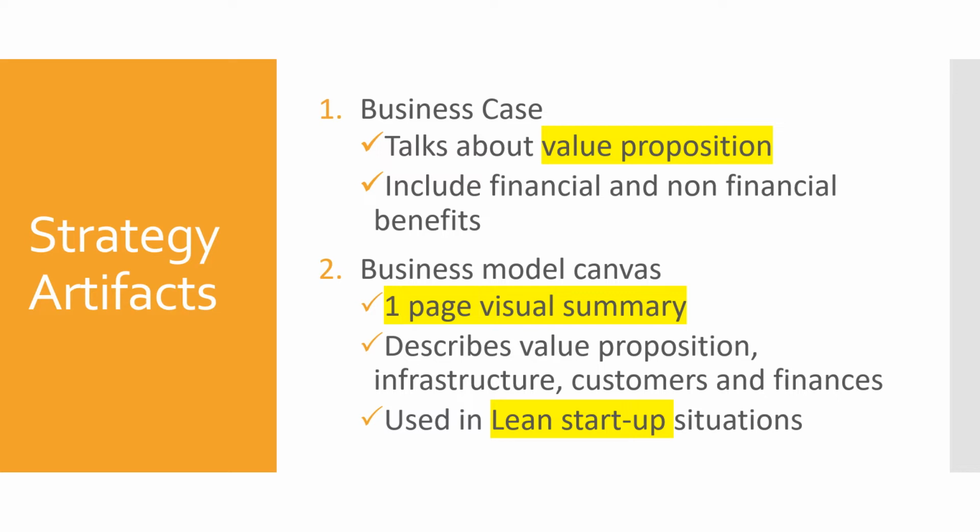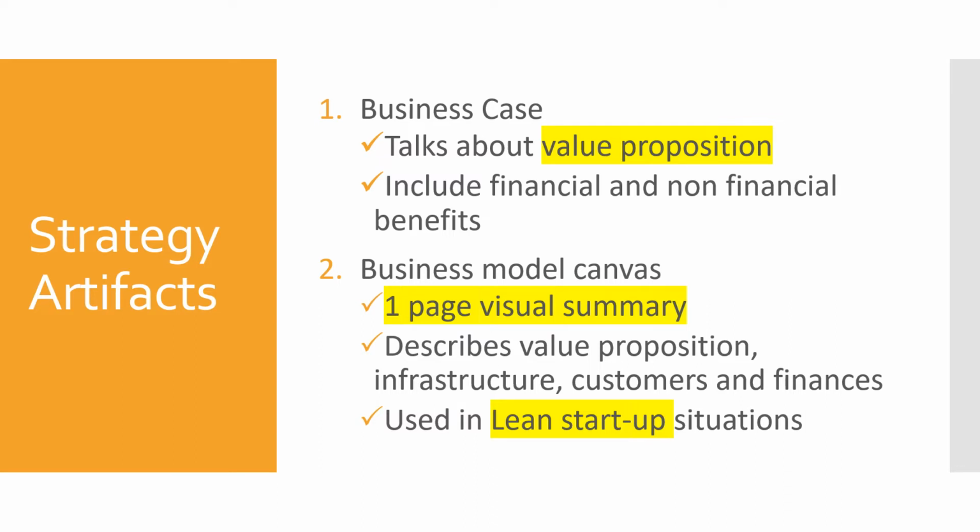The second type of strategy artifact is the business model canvas. It's a one-page visual summary that describes the value proposition, infrastructure, customers, and finances. It is used in lean startup situations. I think in one of my videos I talked about design thinking and lean startups being used in building proofs of concept and prototypes before they get into agile development, right?